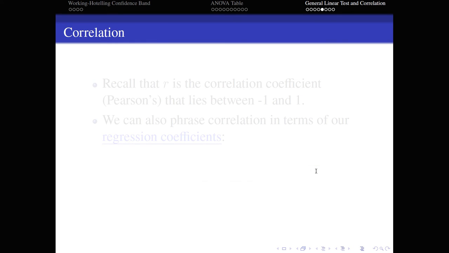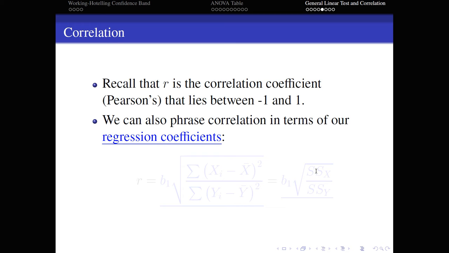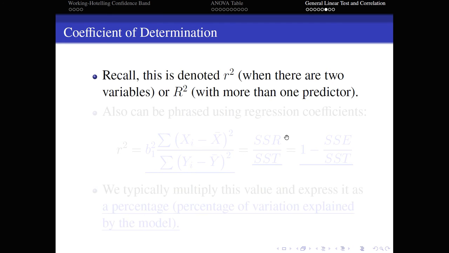All right. So correlation, recall r is the correlation coefficient, the Pearson correlation coefficient, and r is between -1 and 1. What we didn't talk about when we first talked about correlation is that correlation is directly tied in to tests of the slope parameter. And actually, the correlation can be calculated using the slope statistic. So if we have the slope, we can calculate the sample correlation by taking the slope times the square root of the sum of squares of x over the sum of squares of y, SSX over SSY. And that gives us our correlation coefficient.